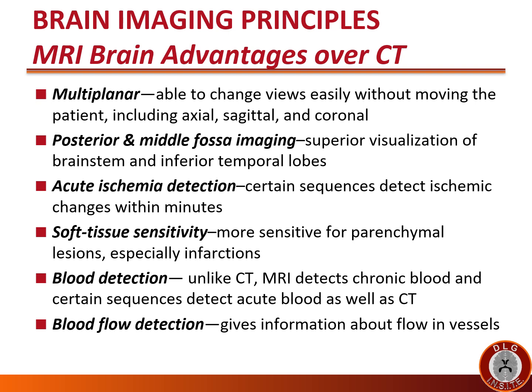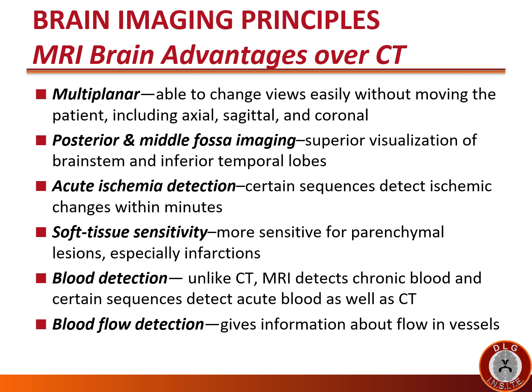MRI brain has distinct advantages over CT brain. For example, MRI brains are multiplanar, able to change views easily without moving the patient, including axial, sagittal, and coronal images. MRI brain is superior for posterior and middle fossa imaging, with resultant superior visualization of the brainstem and inferior temporal lobes.